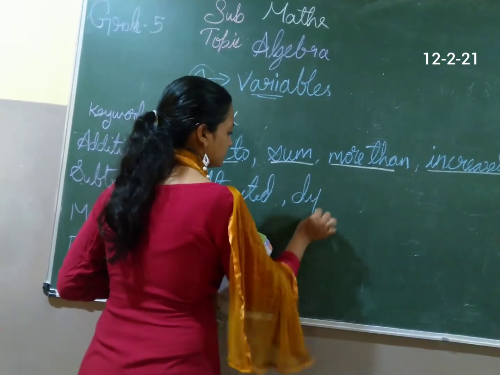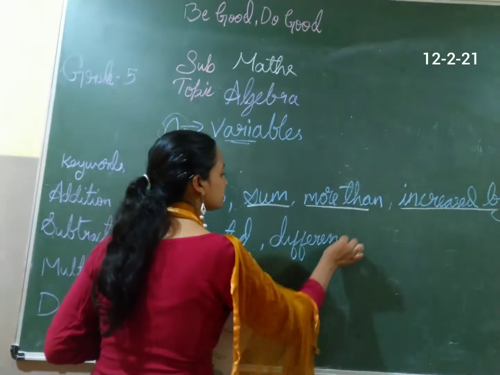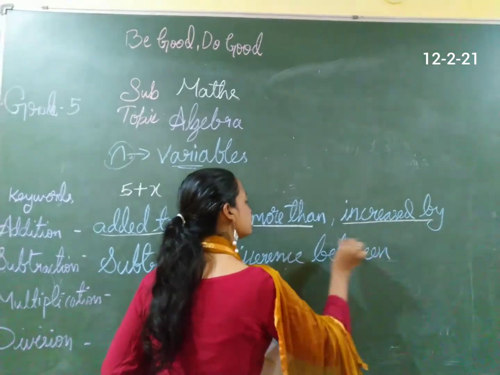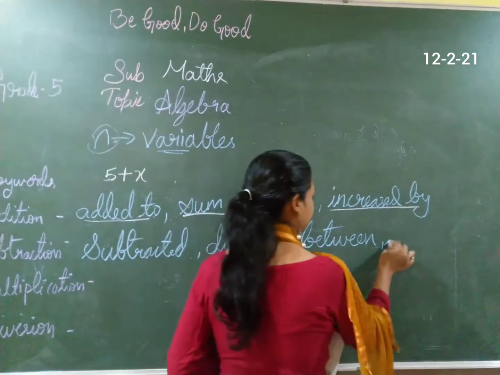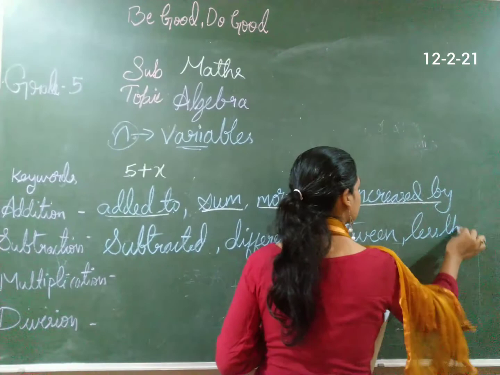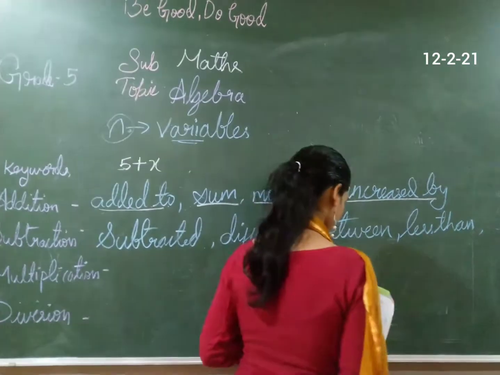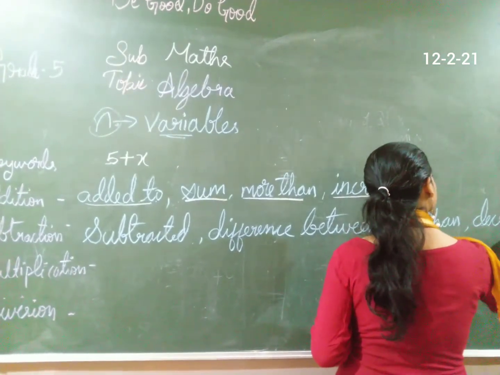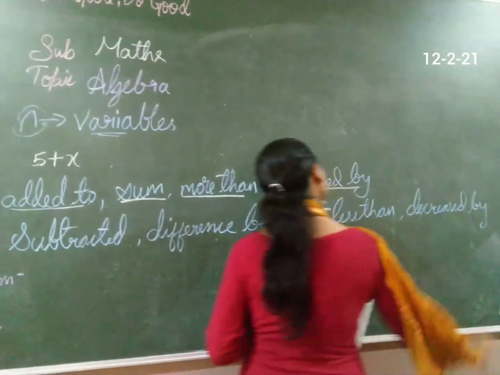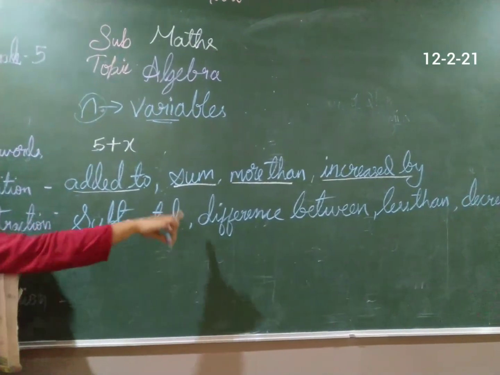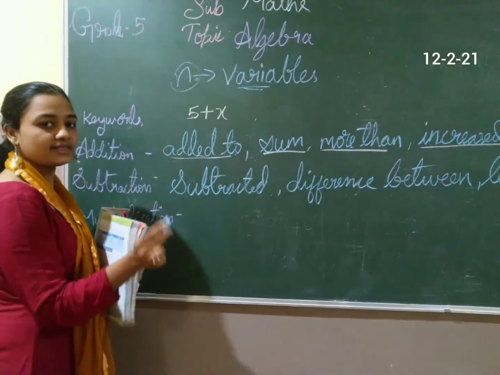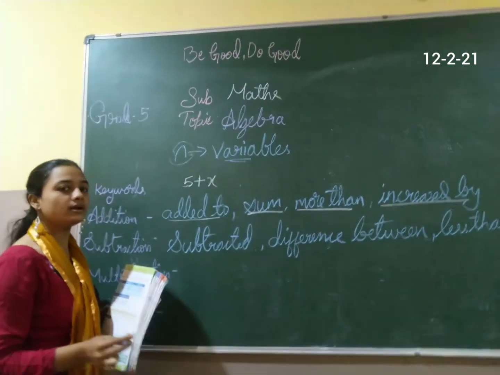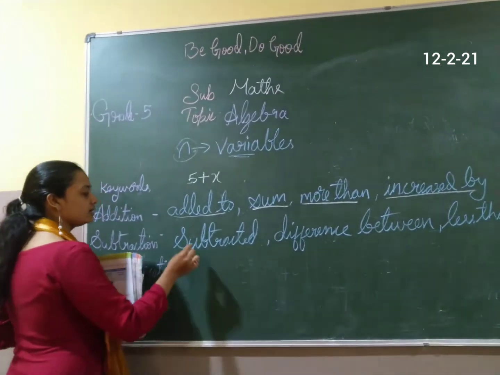Similarly, you have keywords for subtraction also, where you have subtracted, difference between, less than, decreased by. If you see all these words in a sentence, it means you have to subtract the number from the variable or the variable from the number.